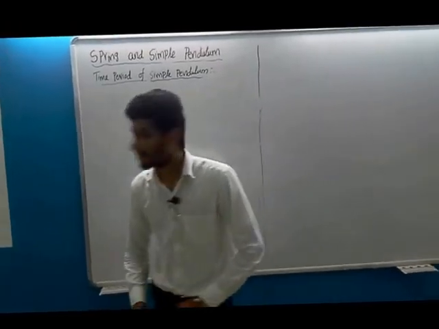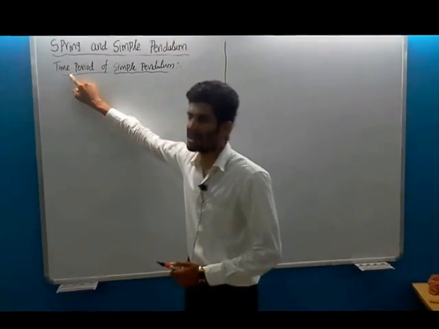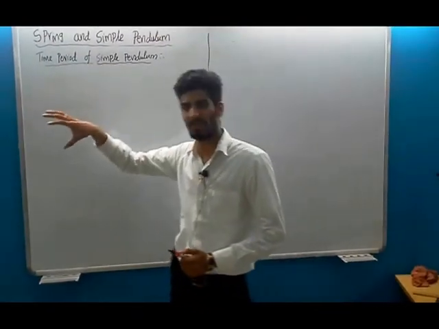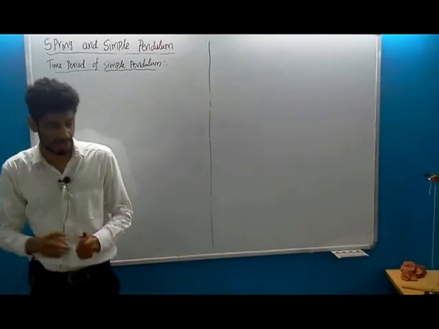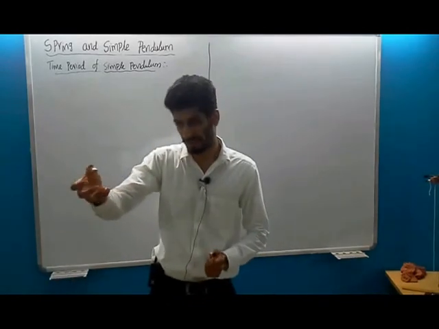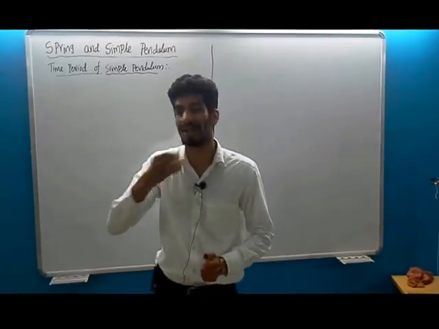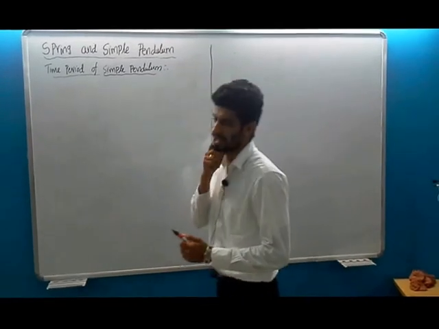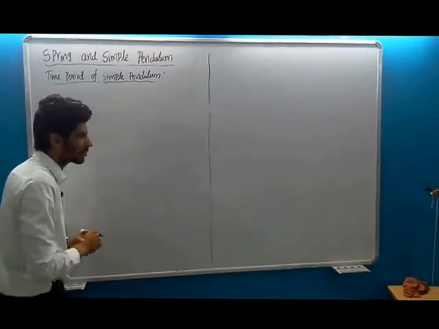Now, I'm going to discuss what the time period is for a simple pendulum. I've discussed the time period for the spring, which depends on the mass attached to the spring and the spring constant. Now, what is the time period of the simple pendulum? What does a simple pendulum look like?